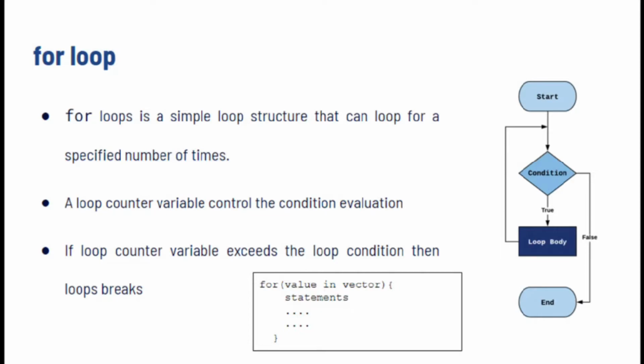In the for loop, we use the loop counter variable to keep track of the current value of the loop that is tested against the loop condition. The value of the loop counter variable increments or decrements on every iteration.